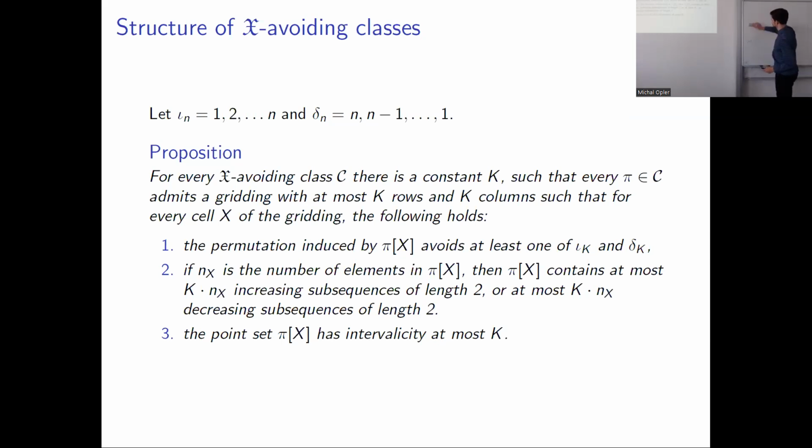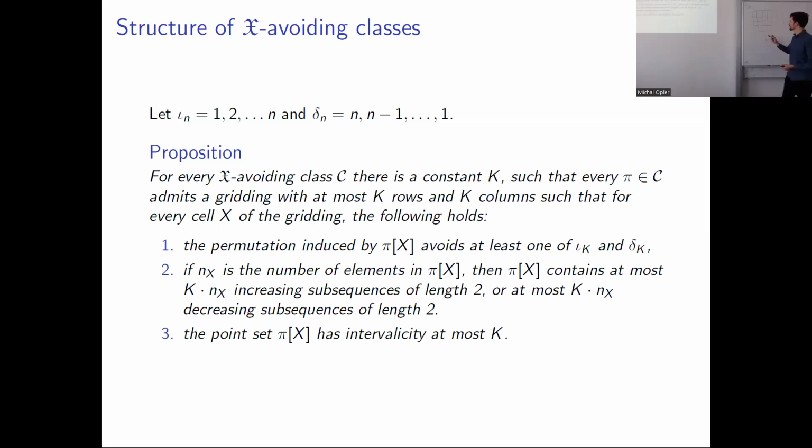there is some constant k, depending on the class only, such that whenever someone gives me a permutation pi from that class, then I can cut up pi into a k times k array, so a constant size. Moreover, each cell of this array either avoids an increasing sequence of length k or a decreasing sequence of length k.